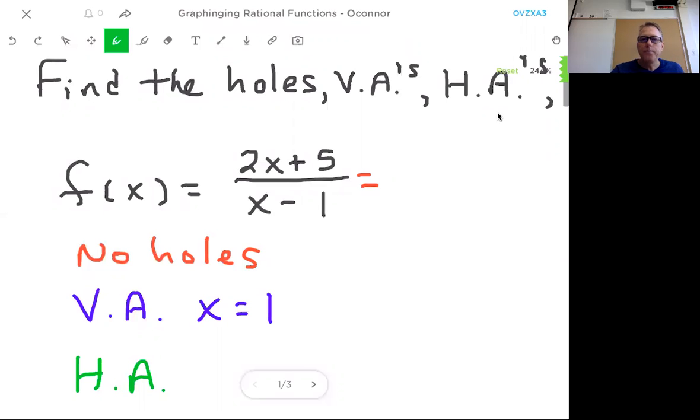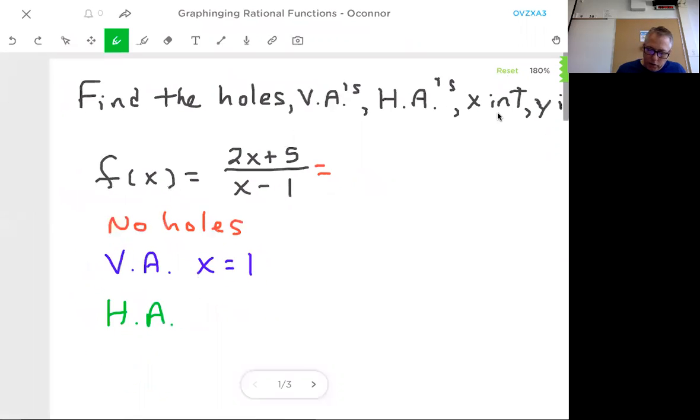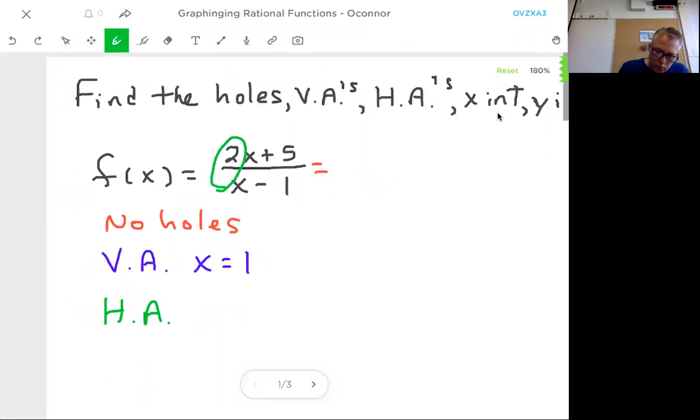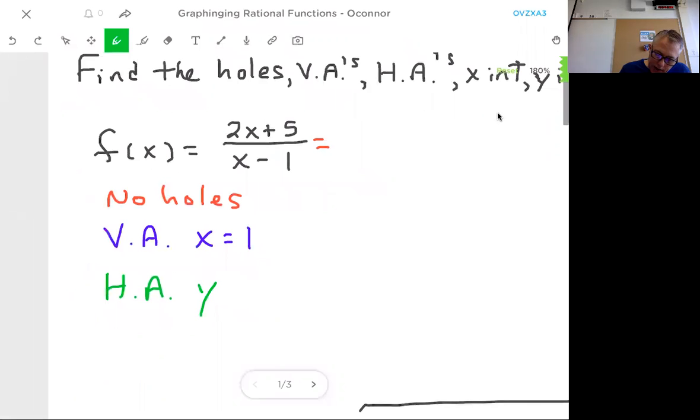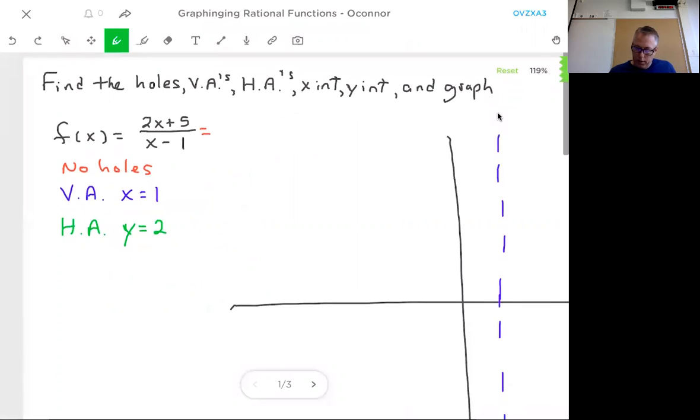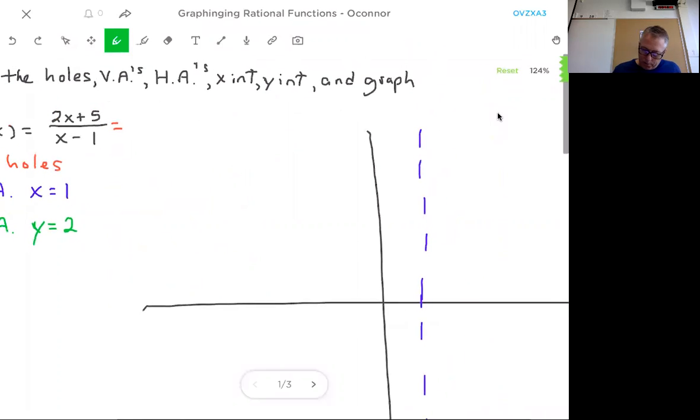If they are equal, we then use the leading coefficients, which are 2 over 1. That is our horizontal asymptote. And again, that is a line, so we want to write an equation of y equals 1. I'm sorry, not 1, y equals 2. Okay, 2 over 1, the leading coefficients. So I will go up to 2. And I will put a horizontal line.